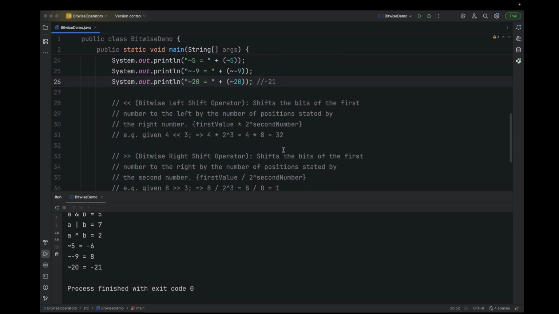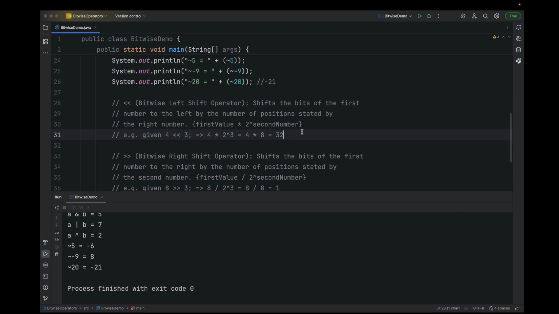All right, the bitwise left shift operator. What does this one do? It shifts the bits of the first number to the left by the number of positions stated by the right hand number. That is, for example, you were given two numbers. This is the left hand number and this is the right hand number. And it says 4 left shift 3, right? So we are shifting 4 by 3 positions. That is what it means.